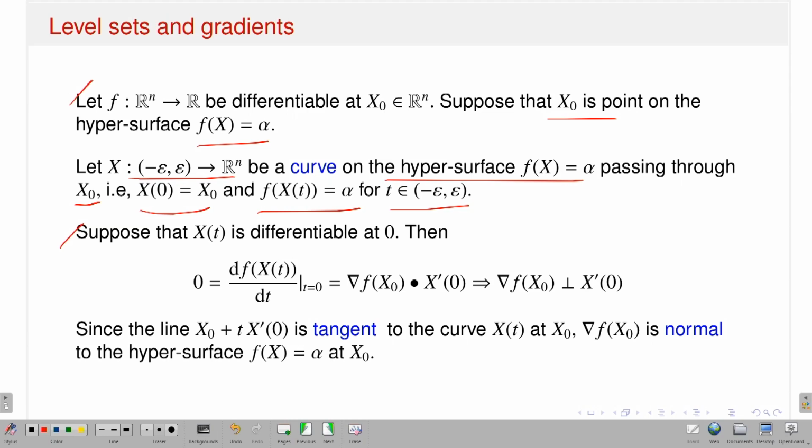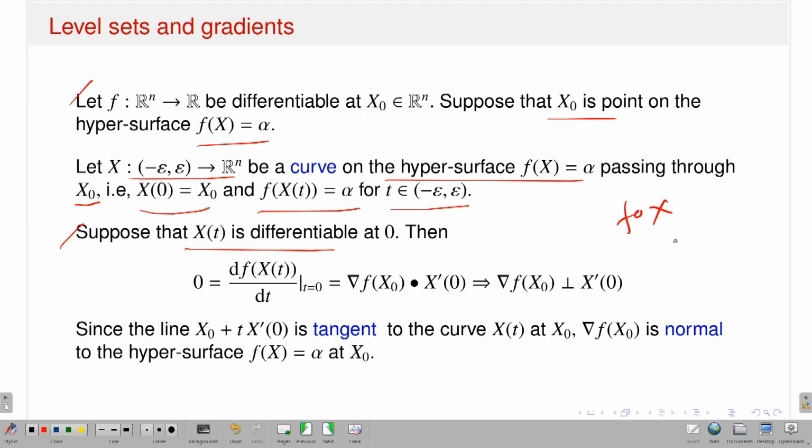Now, look, what I am saying is that suppose my curve X is differentiable at the point 0. So, now I am starting with my function f from Rn to R, which is differentiable at the point x naught. Then I am considering a hypersurface, and a curve on the hypersurface passing through the point x naught, and I am assuming that this curve is differentiable at the point 0. Then I consider the composition function f compose X. X is differentiable at the point 0, and X of 0 is what? x naught.